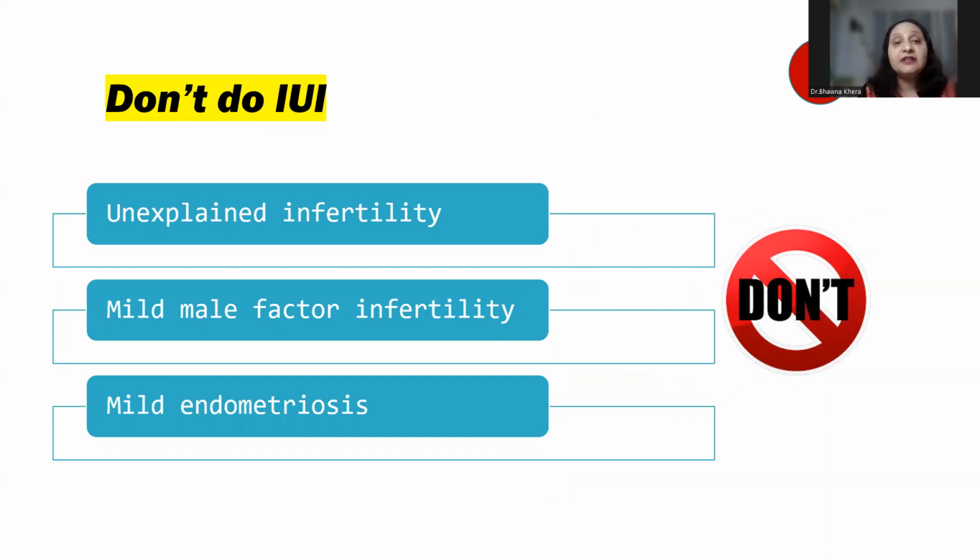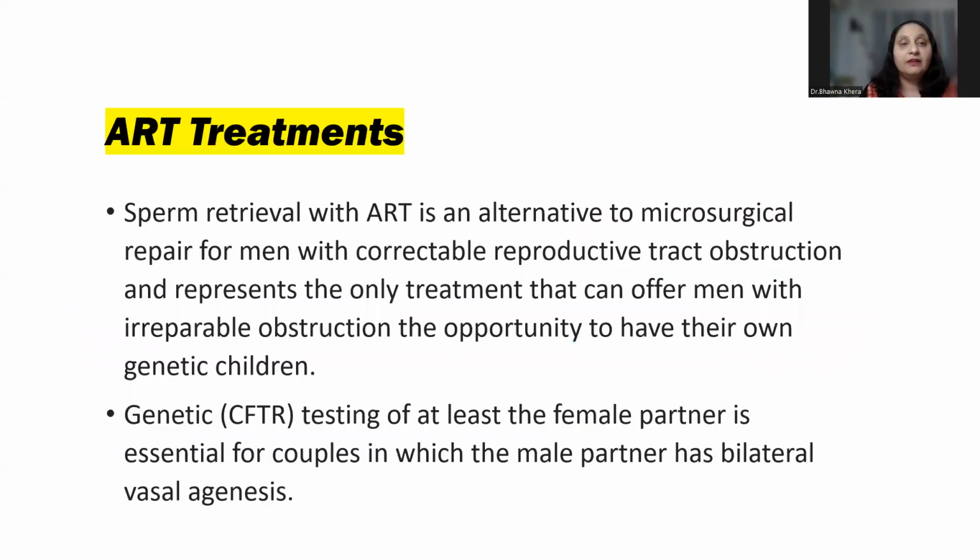If you are dealing with a scenario of unexplained infertility, mild male factor infertility or mild endometriosis, never choose IUI. It is directly IVF which has to be done. Now, what about the ART treatments? So, sperm retrieval with ART is an alternative to microsurgical repair for men with correctable reproductive tract obstruction. So, instead of obstruction correction, it is good that you take the sperms from the testes and do the ART.